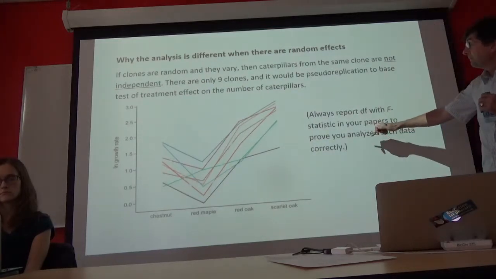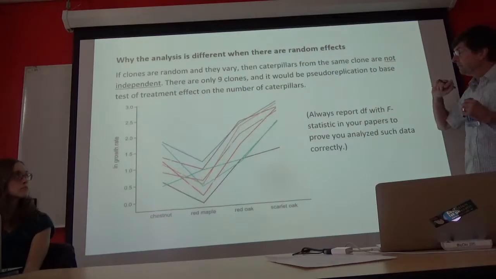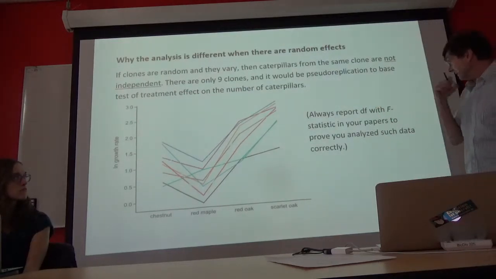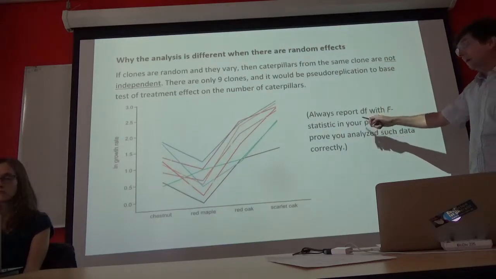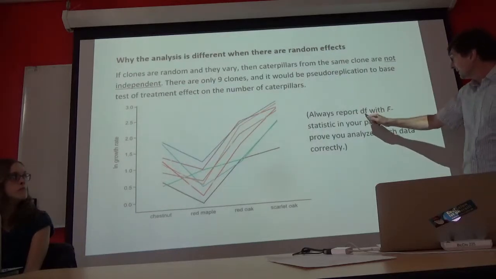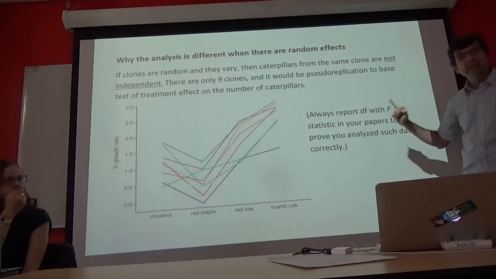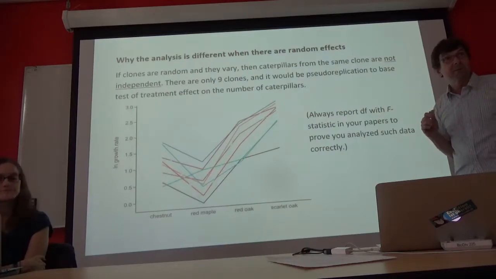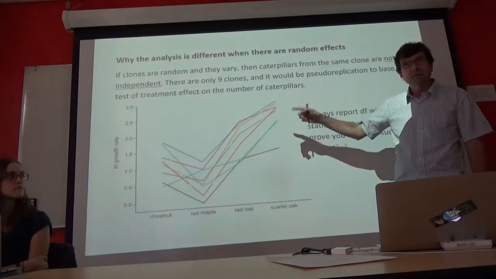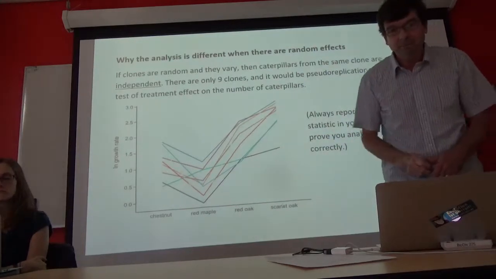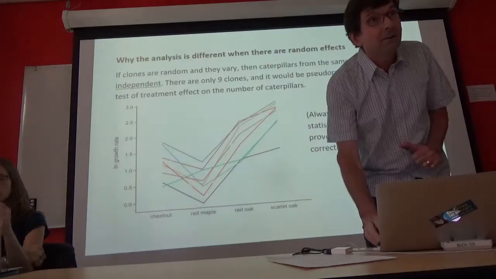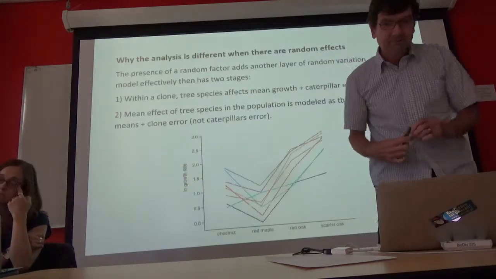And I wrote this note here: when you report your results in your thesis and in a manuscript, and I always ask this of writers when I'm reviewing papers as well, when they tell me their F statistics, they should always tell me their degrees of freedom, because I can then identify right away whether they've used the clone or the caterpillar as their unit of replication. So it's always a good idea to put in your degrees of freedom to prove that you've done the analysis properly.